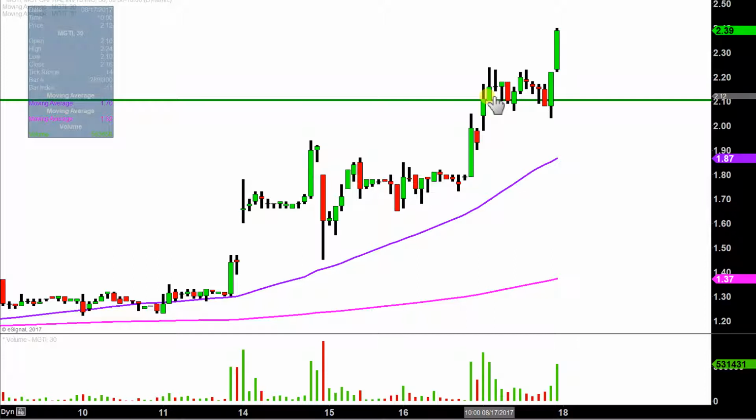Now, if the price falls below it, by no means am I saying the entire chart's ruined or anything like that, but yeah, if the price can manage to stay above there, that would be a huge sign of strength on the bulls' part.